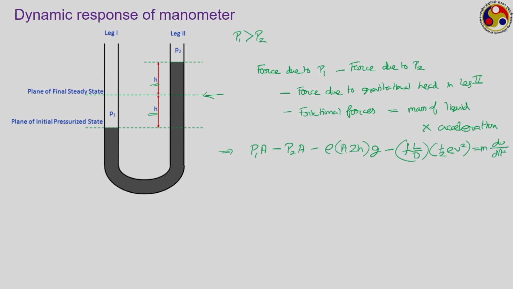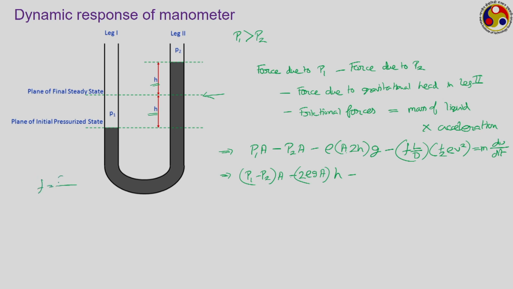Acceleration can be written as dv/dt. This implies P1 minus P2 into the area, minus twice rho g A into h, minus what can be f. Now, f we know can generally be related to the Reynolds number of the flow, and here we generally do not expect very large velocity, and so we can assume a laminar condition.